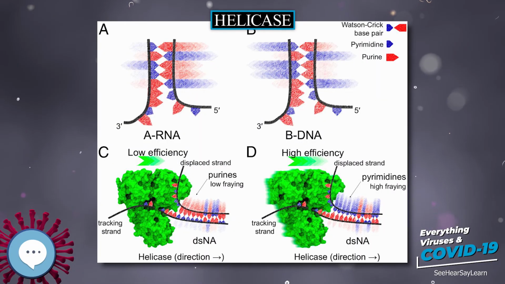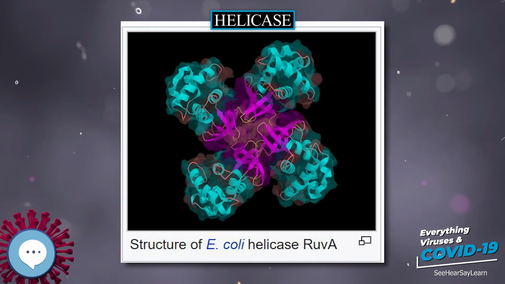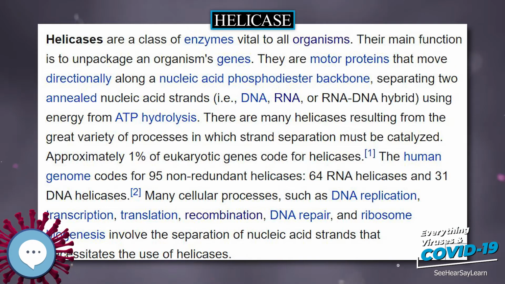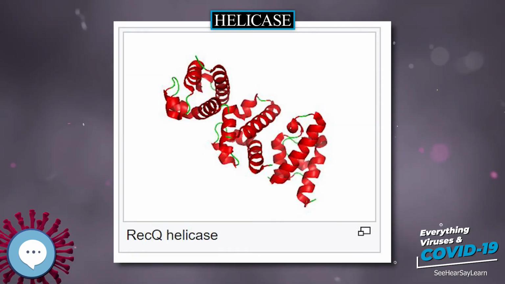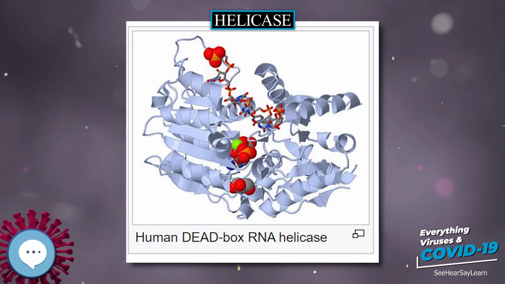Helicase. Helicases are a class of enzymes vital to all organisms. Their main function is to unpackage an organism's genes. They are motor proteins that move directionally along a nucleic acid phosphodiester backbone, separating two annealed nucleic acid strands, i.e., DNA, RNA, or RNA-DNA hybrid, using energy from ATP hydrolysis. There are many helicases resulting from the great variety of processes in which strand separation must be catalyzed.